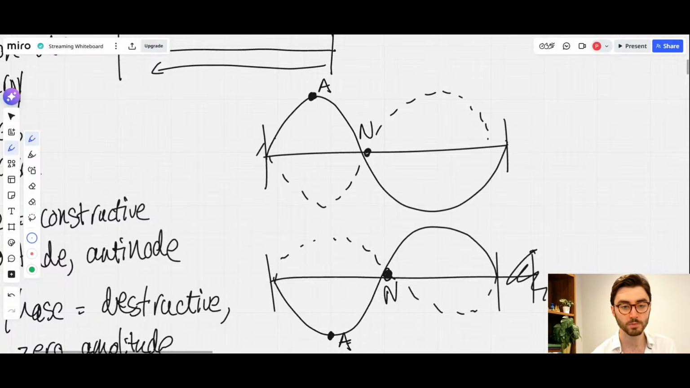So if I were to pick this point here, the amplitude is quite small. It only displaces a small amount in the positive and negative direction, whereas in the middle, the amplitude is quite big. At an antinode, the amplitude is a maximum. You get these bigger variations in displacement. So the amplitude varies along a standing wave.